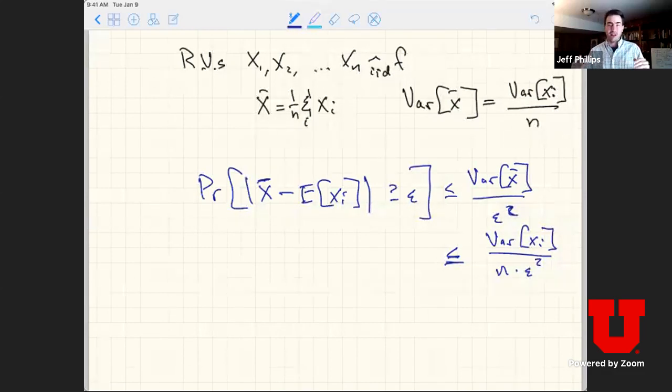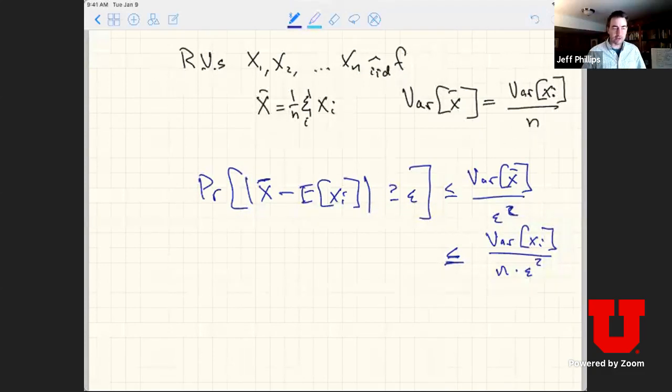I can't use this trick with the Markov inequality because it only uses the expected value, and we know by the central limit theorem that when I average things, the expected value stays the same. If it stays above 0, the average stays above 0, so I don't get any wins there. But because I'm using the variance, and the variance shrinks linearly, the probability of the tail shrinks linearly as well.